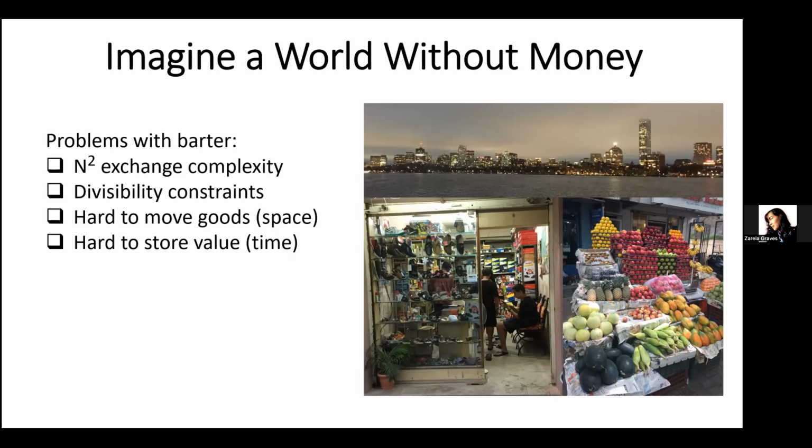And it's hard to move goods across distance too. These two shops happen to be in India, right? And that's a picture of Boston looking over the Charles River. Well, if the fruit shop owner wants to send his kid to Boston to go to college, he can't send her with a boat of pineapples, right? It doesn't work over space, and it also doesn't work over time. You can't save for the future, can't save for hard times or retirement with pineapples either, right? So barter has all kinds of problems.